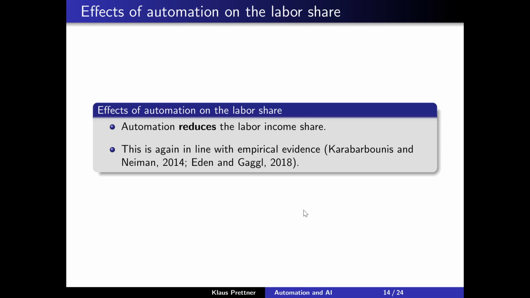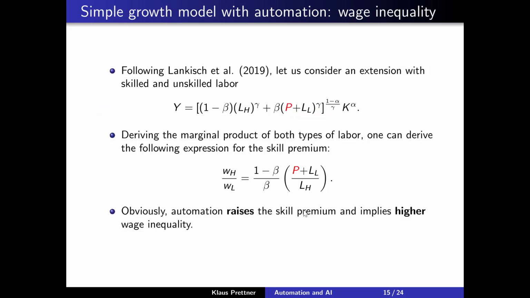So the first thing by which we extend the model now is to allow for low-skilled and high-skilled workers, where we denote low-skilled workers by L_L and high-skilled workers by L_H. And we assume an imperfect substitutability between low-skilled workers and high-skilled workers that is determined by gamma. So gamma determines the elasticity of substitution between low-skilled and high-skilled workers.